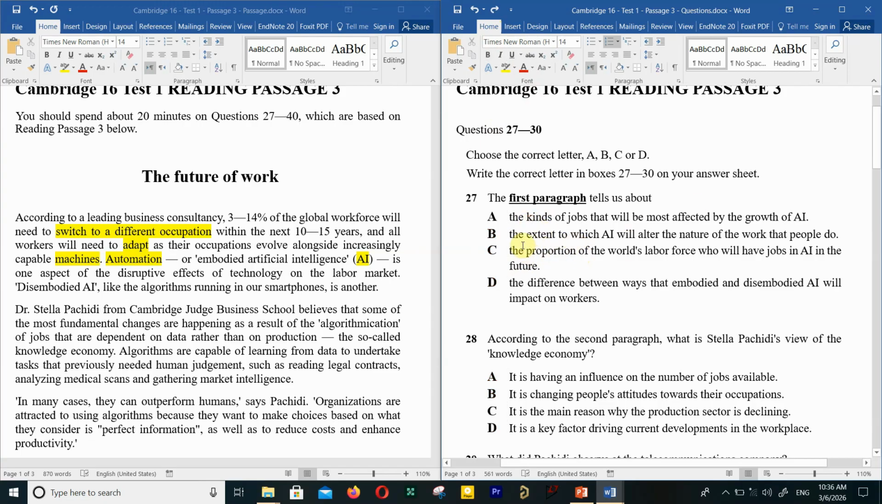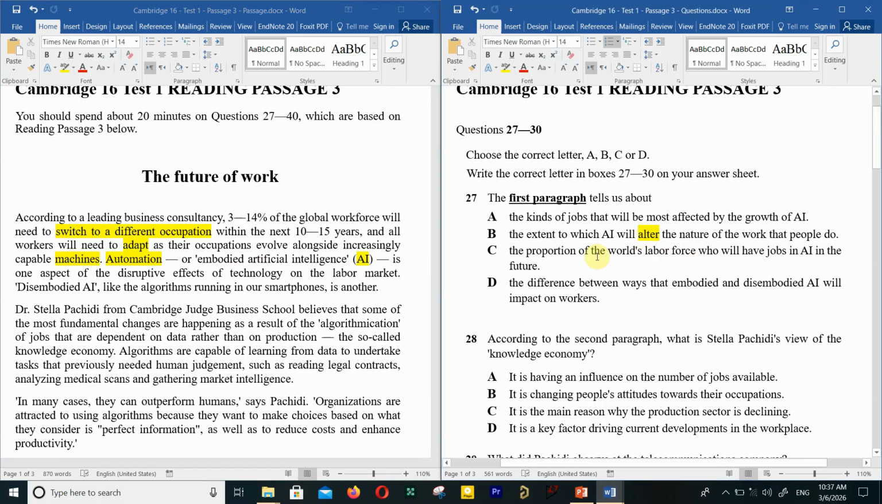B: the extent to which AI will alter the nature of the work that people do. Here it is talking about switching to a different occupation. People have to adapt their occupations alongside increasingly capable machines, automation, AI, and so on. So this could be the answer.